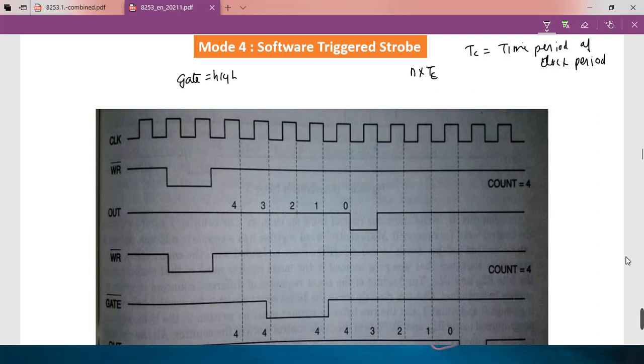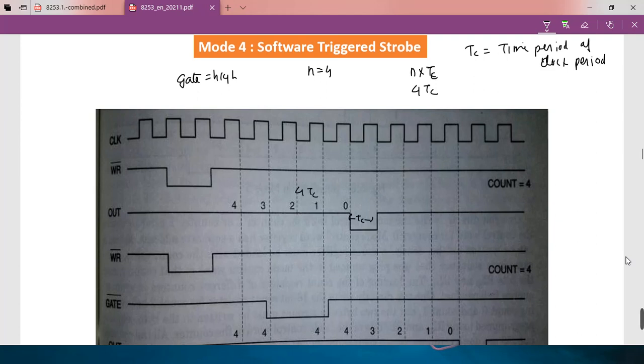Now, for example, I want to get a low pulse after 4 clock periods. So whenever I write count equal to 4 in the count register, it will transfer to the counter, and at the first negative edge of the clock, it starts decrementing, meaning 4, then on the next edge it will be 3, on the next edge 2, on the next edge 1, and on the next edge it will be 0.